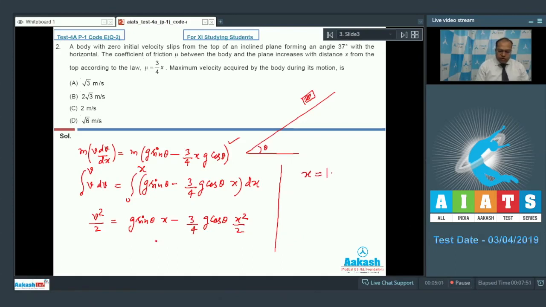So if I substitute the value of x is equal to 1, and the value of theta is 37 degree, then on solving, v square by 2 comes out to be 3g by 5 into 1 minus 1 by 2. So that is half. So on further solving, the value of v comes out to be root 6 meter per second. So option D is the correct answer. Let's move to question number 3.